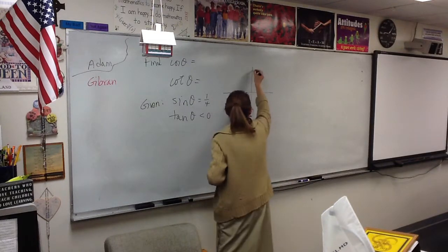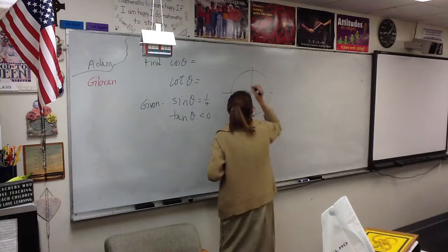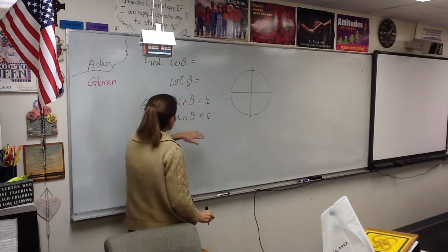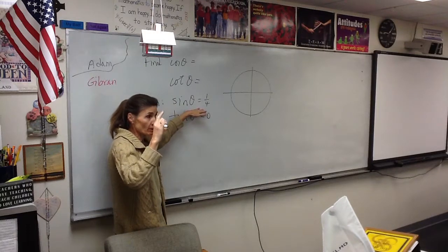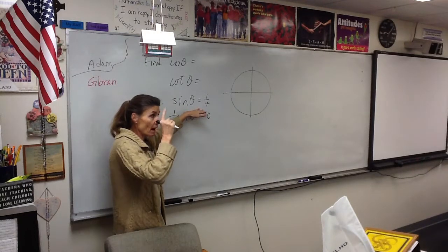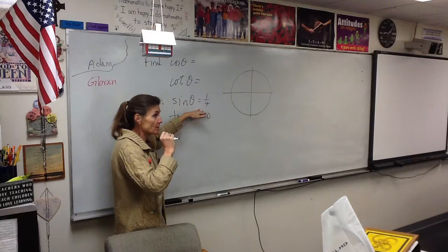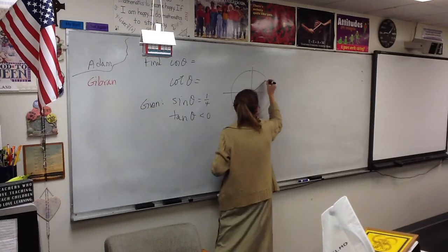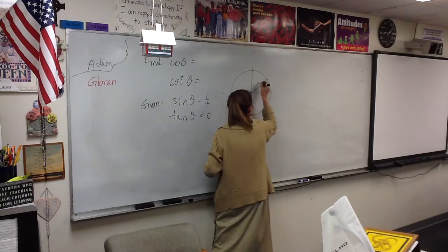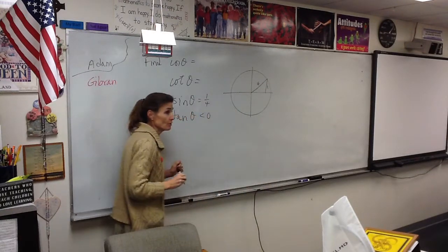Here's my issue. They tell me that the sine is 1/4. So I'm envisioning a triangle, are you? Where the opposite side, or the y side, is 1 and the hypotenuse is 4. So I'm envisioning a triangle that looks like this. Does that make sense to you?